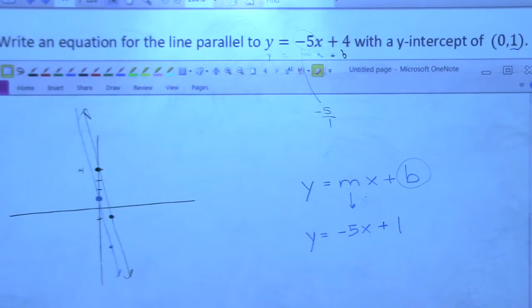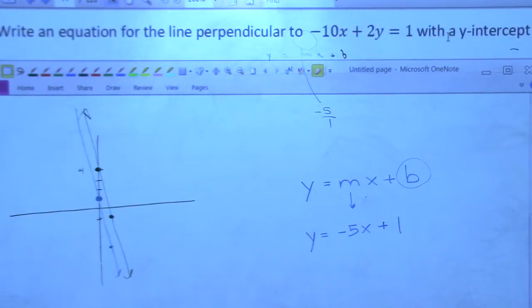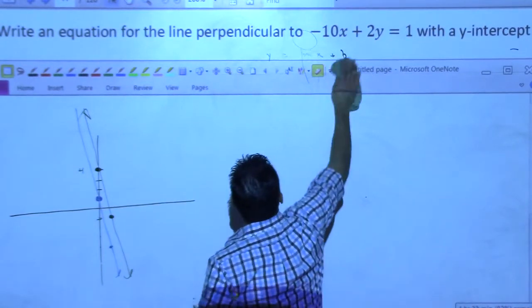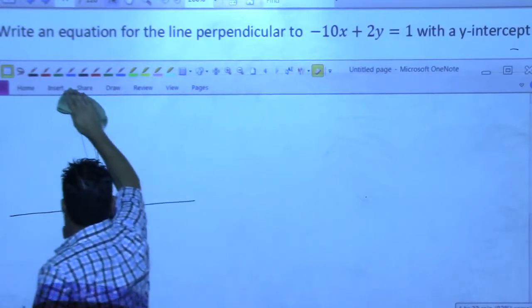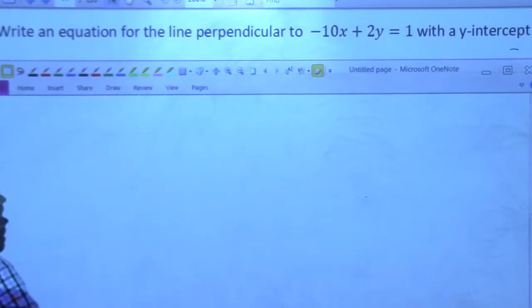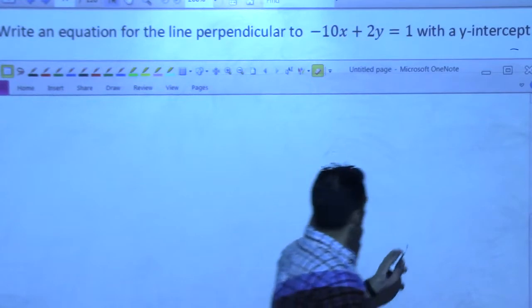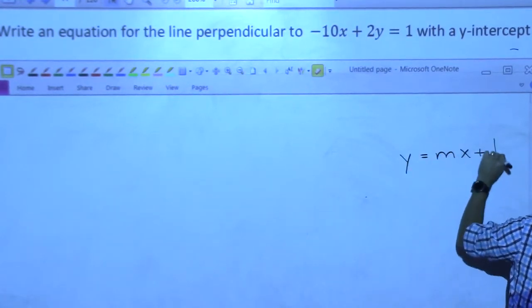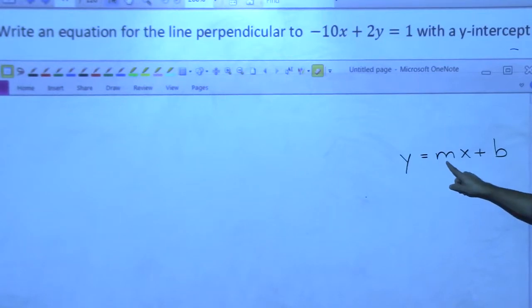I'm just going to see what the next one is. Let's try it with this one. All right. Same sort of problem. Find the equation of a line. Okay, we are trying to find the equation of a line. We want to know what it is. So our goal is to determine what m is and what b is, right? That's what we have to figure out. Once we have m and b, we have the equation of a line.